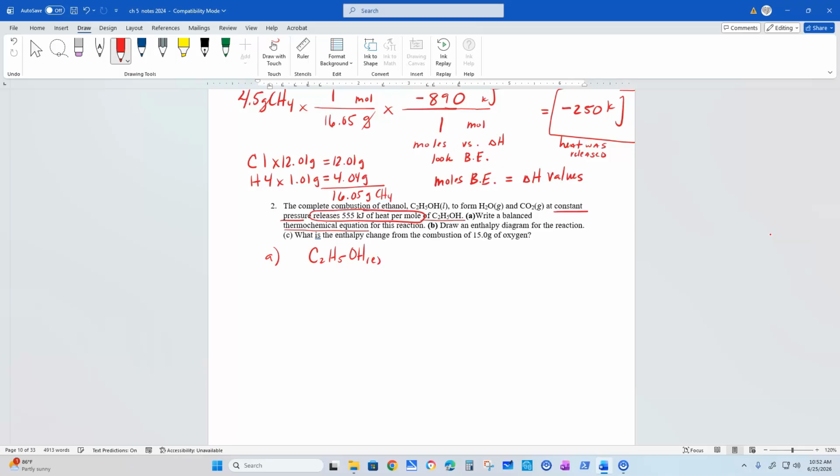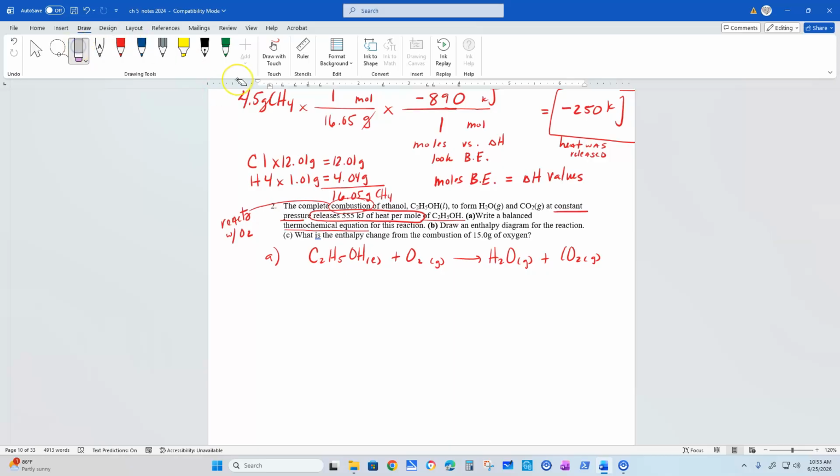And we're using the states of matter. Now, I did say combustion. What's combustion mean? It means reacts with oxygen. So I'm going to put with O2. And it did say it wants me to use water as a gas and CO2 as a gas, okay? Well, a balanced equation means you need a balanced equation, okay?